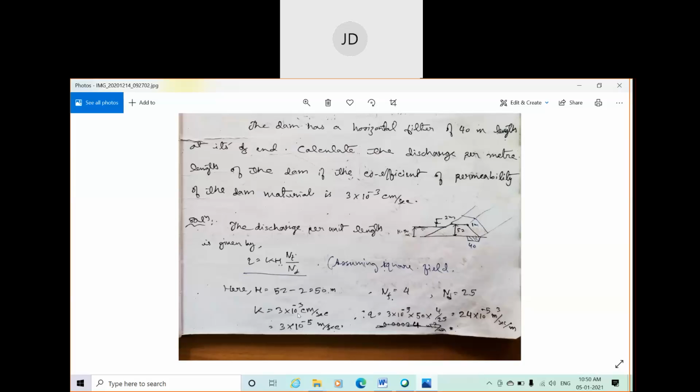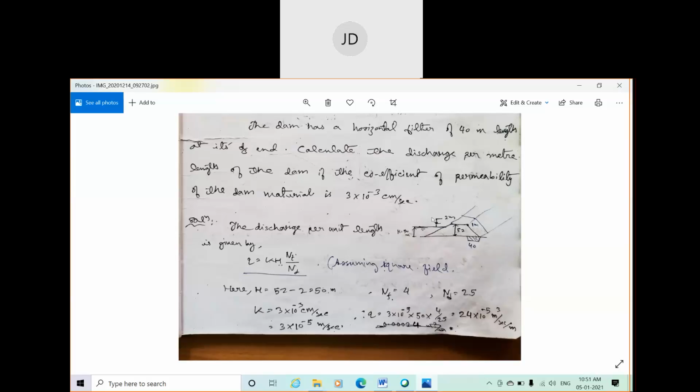Now just put in the values of K, H, and nf by nd, and you will get the value of Q. You just try it by yourself, and you will find the value of Q, and it will be in units of meter cube per second per meter length of the dam. This is the unit of Q. Per meter length means, if you see it in three dimensions, you are taking the width of the dam as 1.